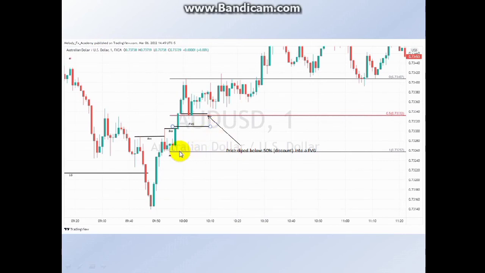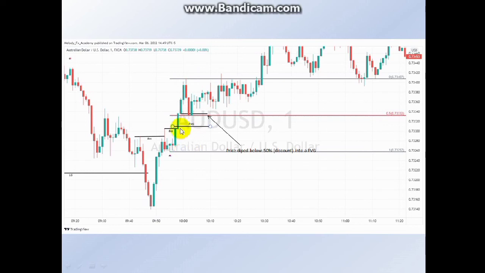Applying looking at the market from a discount and premium perspective. Okay, so now this is that break of structure right here, and price started the retracement right here. So we take out our fib, delineating these markets into a premium and discount environment.